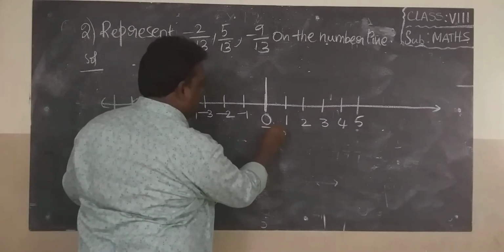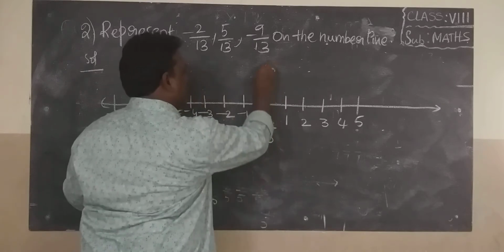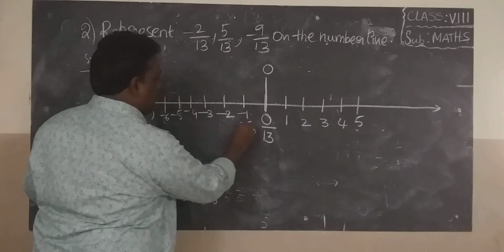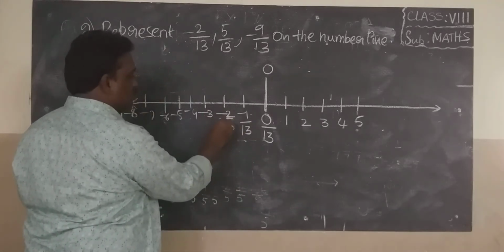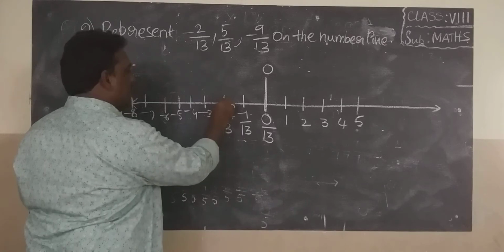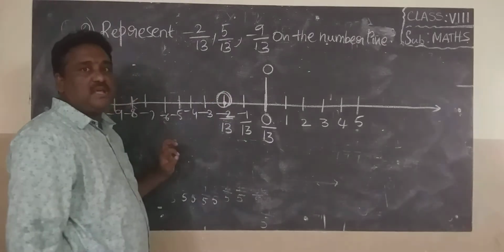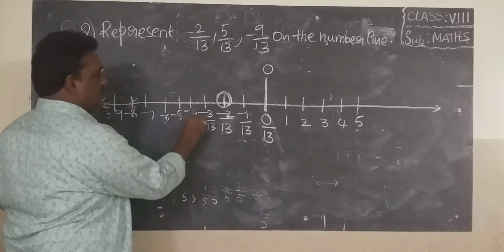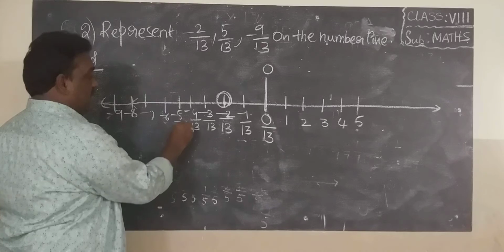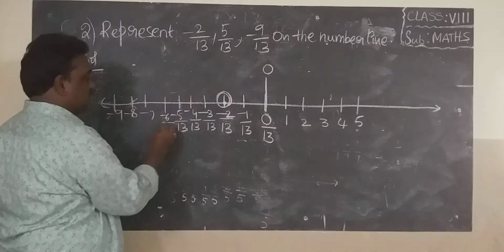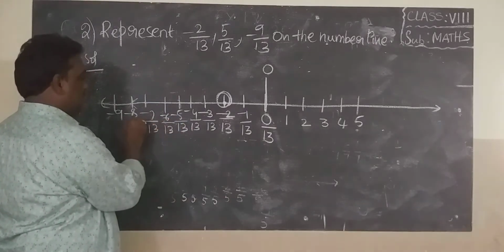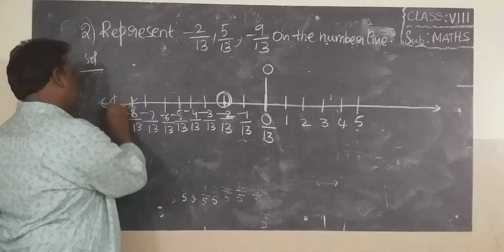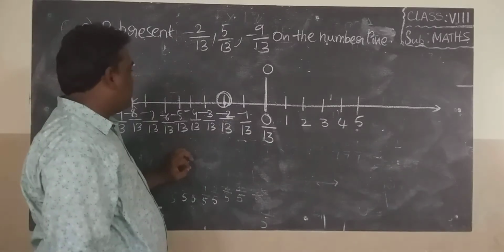Start with 0. It becomes 0 by 13, nothing but 0. So the middle number is 0 by 13, 0. Minus 1 by 13, minus 2 by 13. Keep a dot there and round it. This is minus 2 by 13 on the number line. Minus 3 by 13, minus 4 by 13, minus 5 by 13, minus 6 by 13, minus 7 by 13, minus 8 by 13, minus 9 by 13. Then keep a dot there and round it. It is minus 9 by 13.